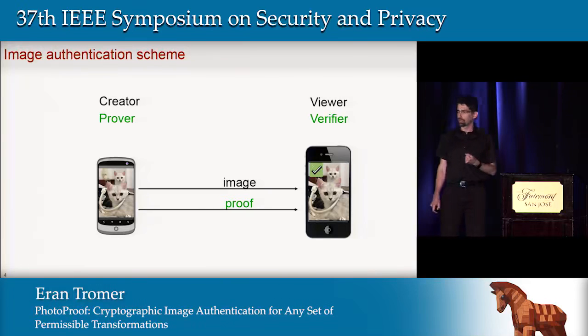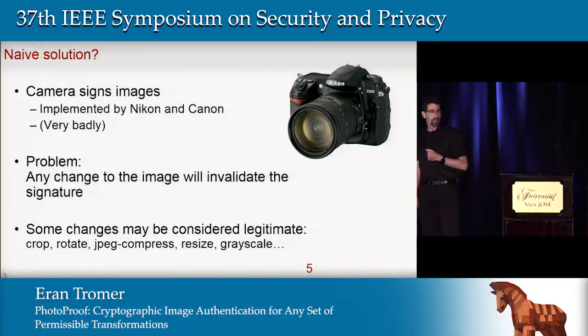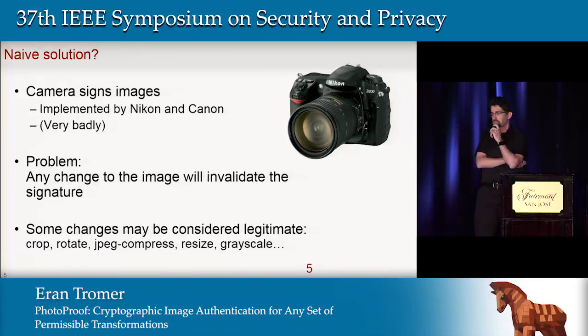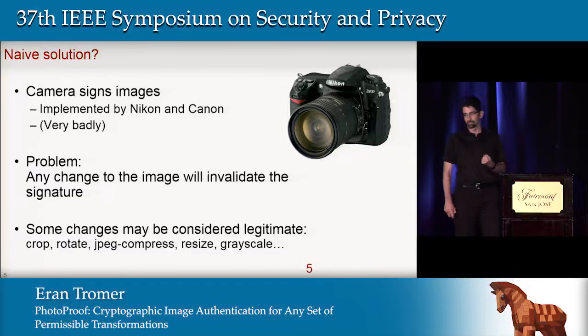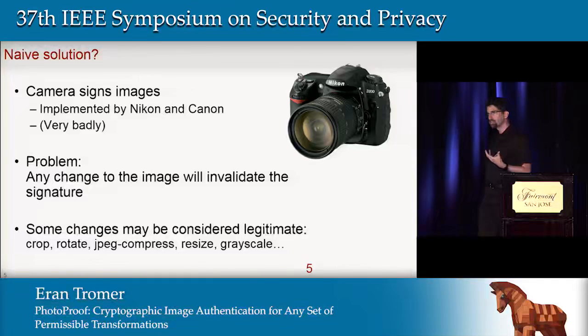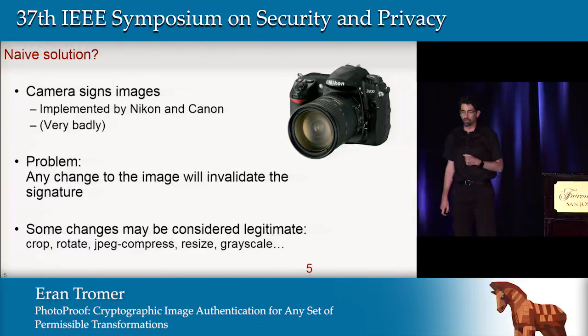Well, sounds very straightforward, and there's the naive solution of simply signing every image on the camera. It's something that Nikon and Canon have already implemented on some of their cameras. In their case, preposterously badly, but it could be done properly. But even if we implemented this properly and we kept the key secure and we didn't use the same secret key on every camera like they did, there's still a functionality issue. Because any change to an image will invalidate the corresponding digital signature by design, by definition of digital signatures.